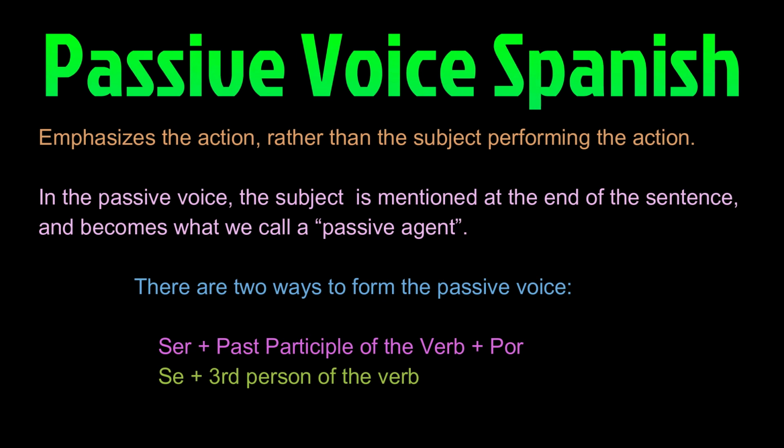Well, passive voice in Spanish. We need to understand that passive voice emphasizes the action rather than the subject performing the action. In the passive voice, the subject is mentioned always at the end of the sentence and becomes what we call a passive agent. Now, there are two ways to form the passive voice. The first one is ser plus past participle of the main verb plus por. And the second way, se plus third person of the verb.